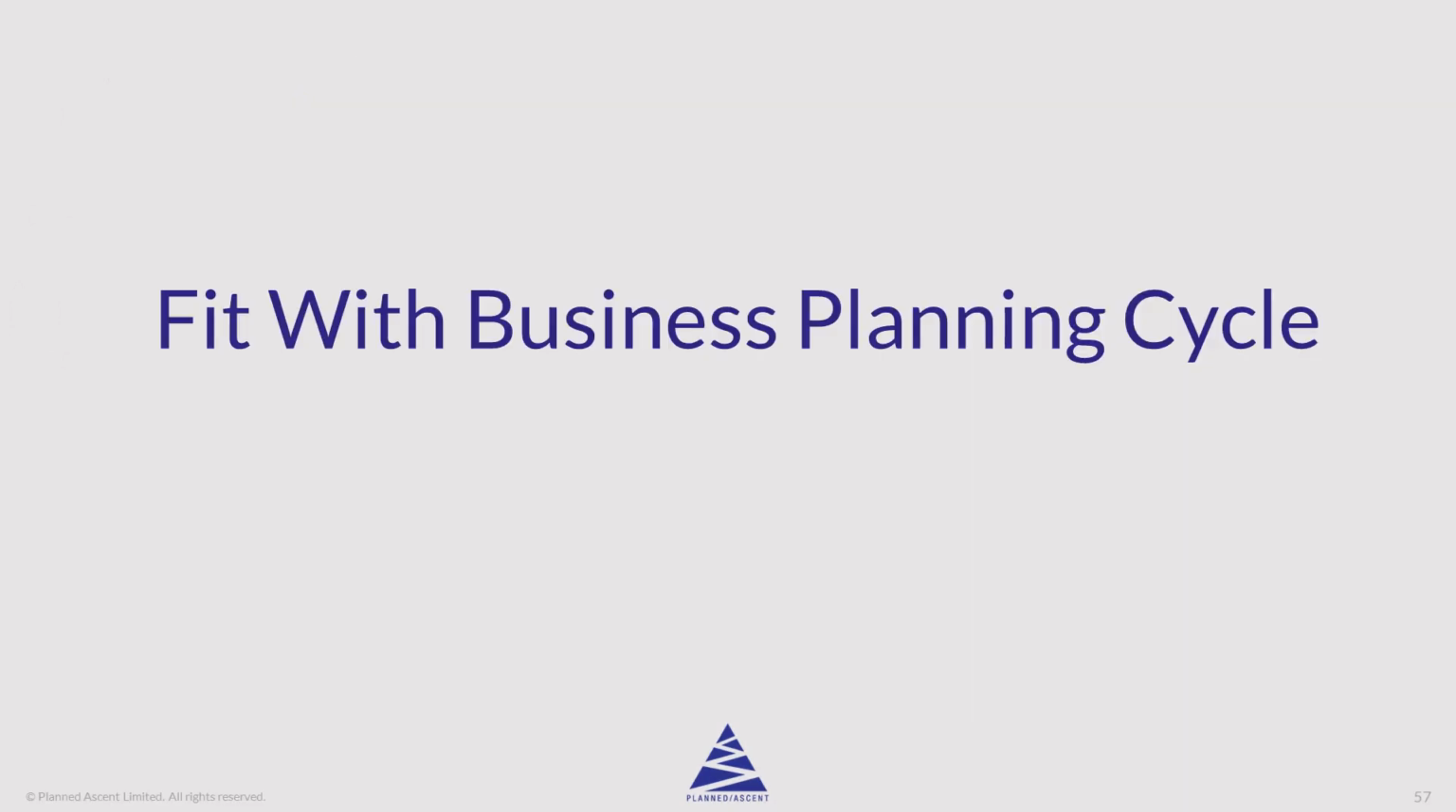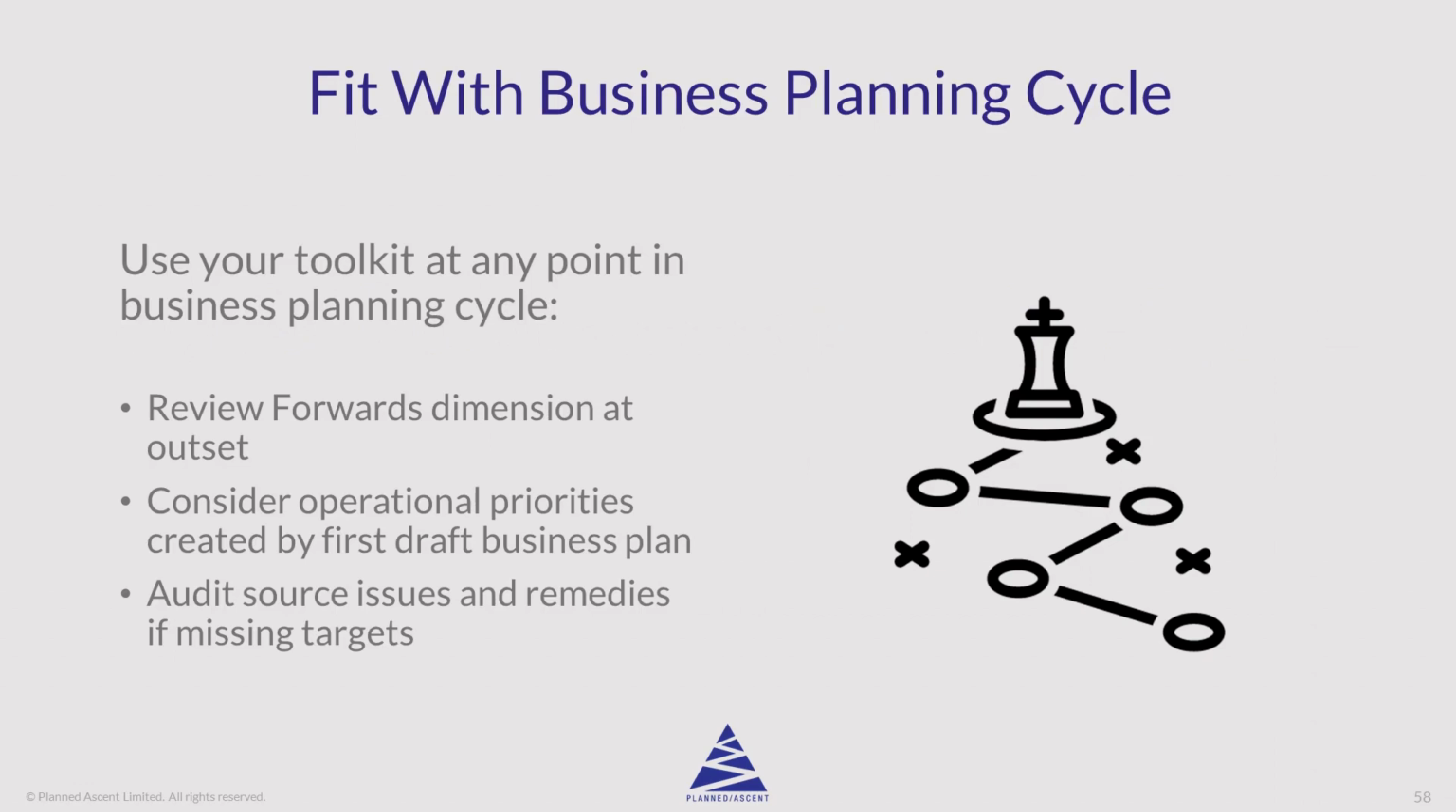Fit with the business planning cycle. You can use your self-assessment toolkit at any point in the business planning cycle and apply it to one or more dimensions of your operating system. At the outset, you could assess each focal point in the forwards dimension, for example, to decide whether the way in which you've embedded your purpose, vision, and mission is still sufficient to provide the inspiration and guidance needed, or whether you now need to refine this in light of your experience.